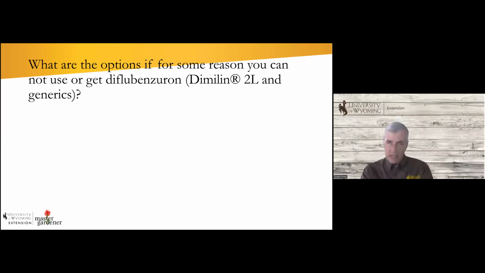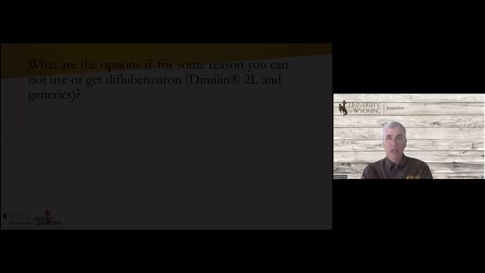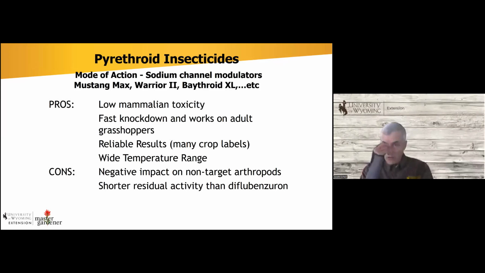What are the other options if you can't, for some reason, use Dimlin or generics? There are pyrethroid insecticides that also have suitable labeling for that non-crop area. They have low mammalian toxicity and fast knockdown. They work on adult grasshoppers. Many of them have broad crop labeling, so it's safe to apply next to your crop. A wide temperature range of application. The cons are they are broad spectrum, they are a neurotoxin, and they have shorter residual activity.